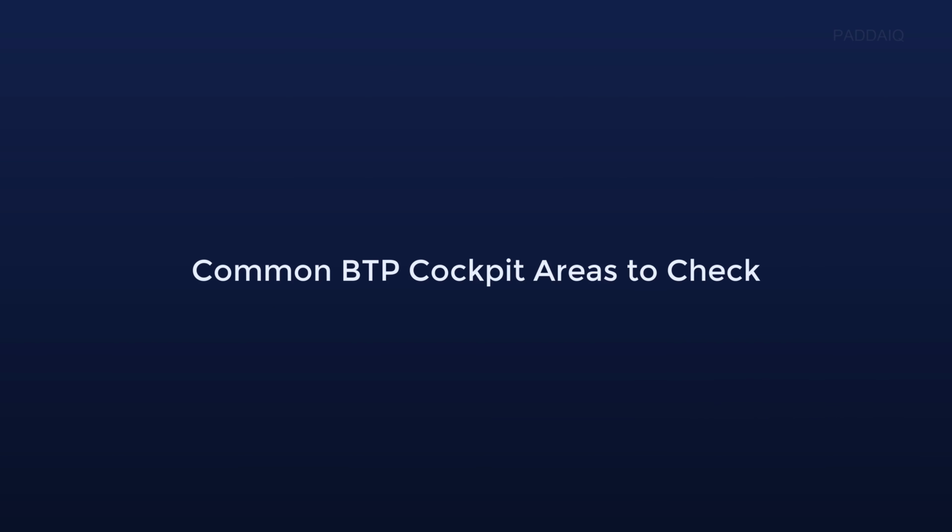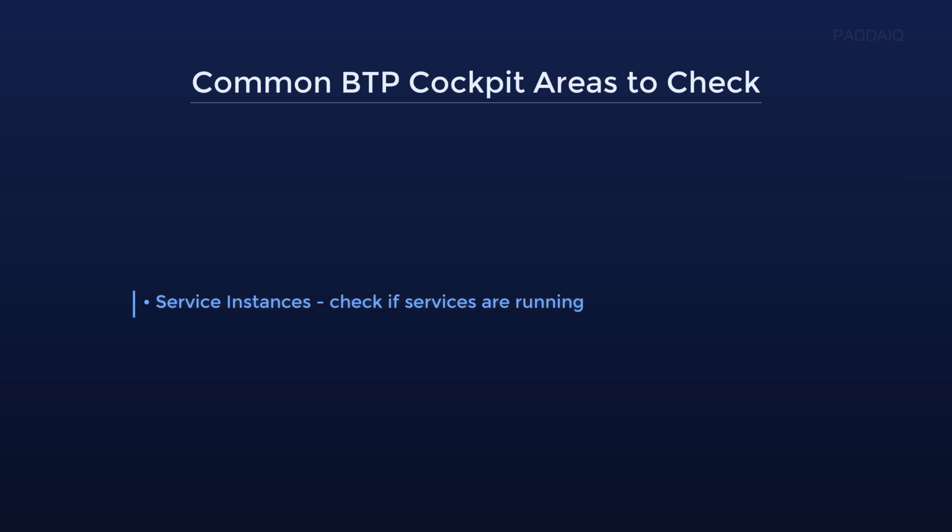Common BTP cockpit areas to check. Service instances, check if services are running. This means verifying that the specific SAP BTP services you have created are active and operational. For example, ensure your HANA database instance is started before your application tries to connect to it. Regular checks prevent disruptions in your business processes.